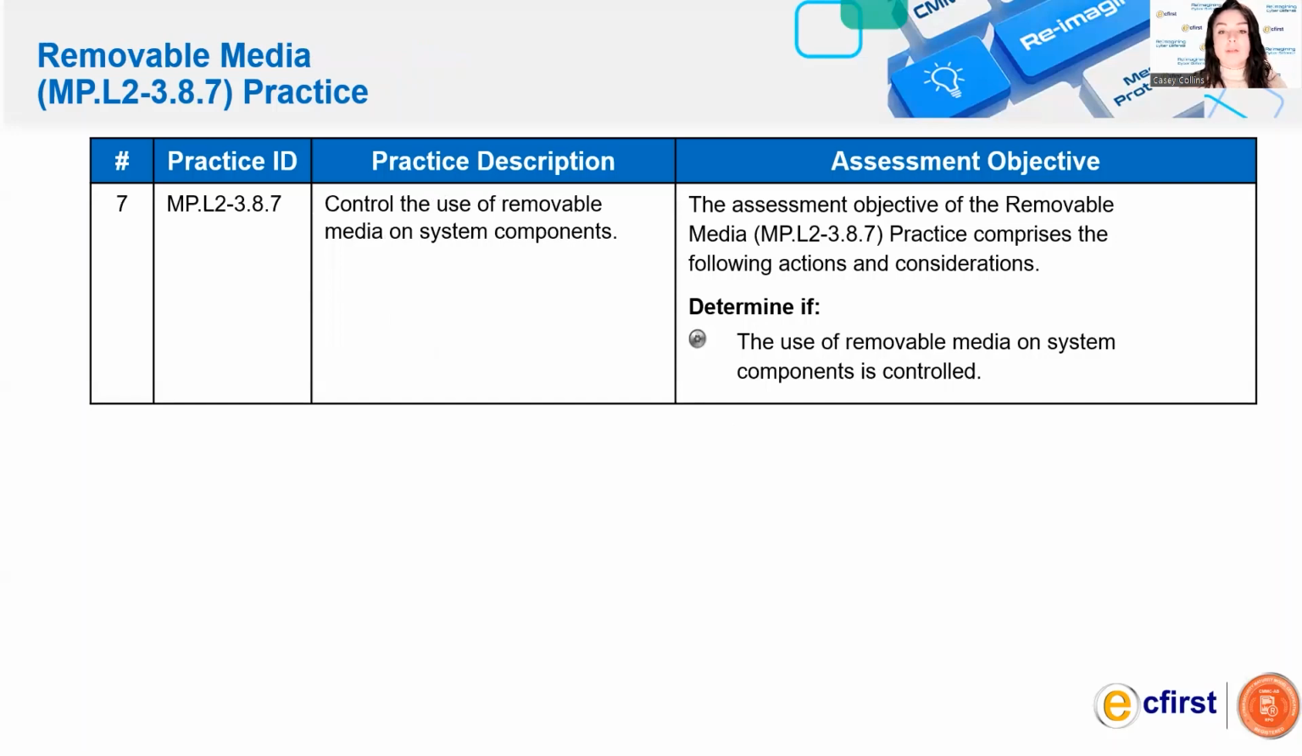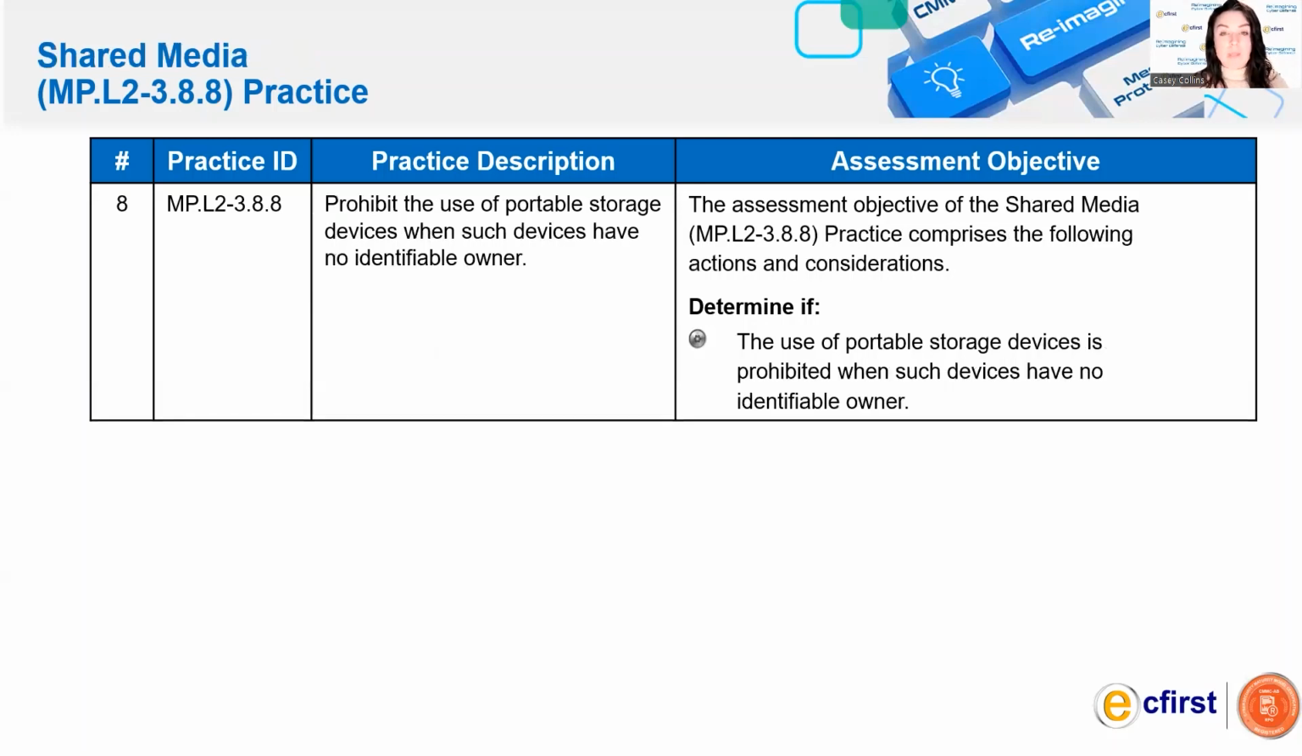Removable media. Control the use of removable media on system components. Determine if the use of removable media on system components is controlled. So that one's pretty straightforward, pretty simple. Shared media. Prohibit the use of portable storage devices when such devices have no identifiable owner. So determine if the use of portable storage devices is prohibited when such devices have no identifiable owner.